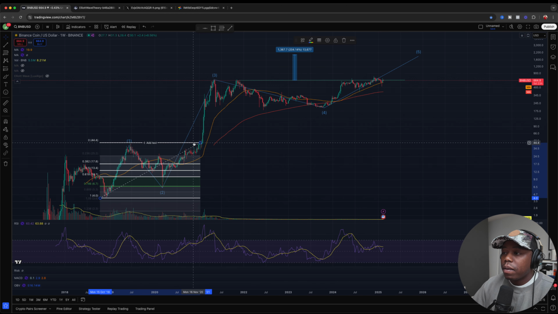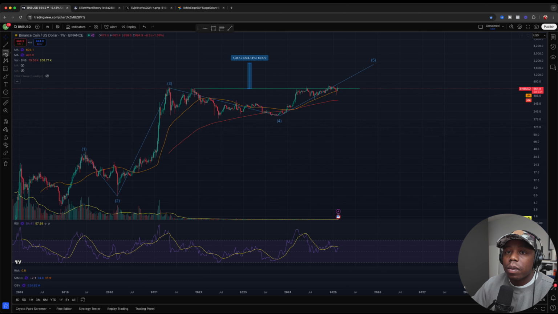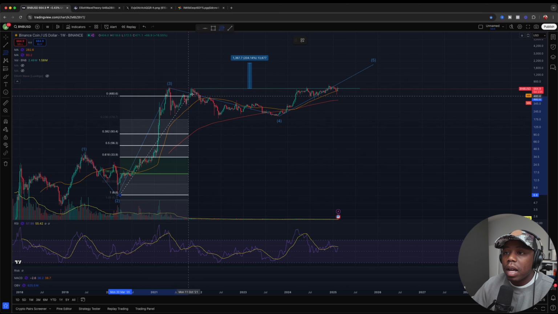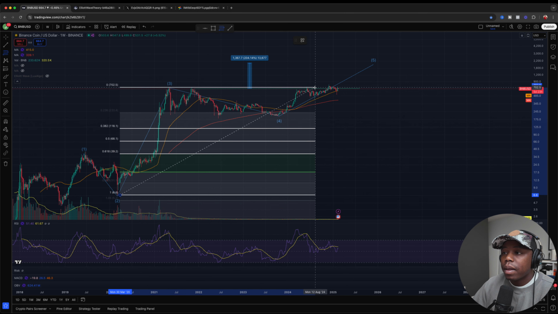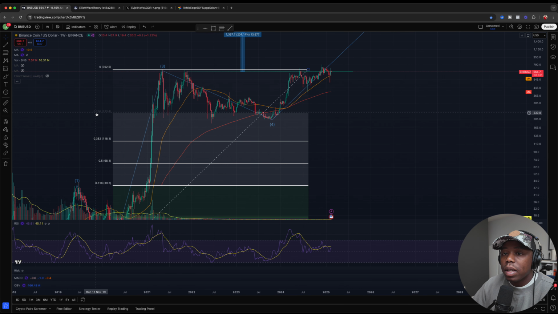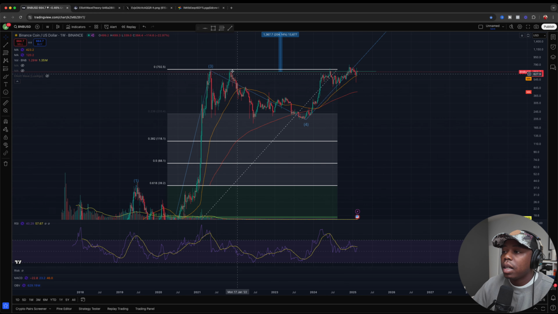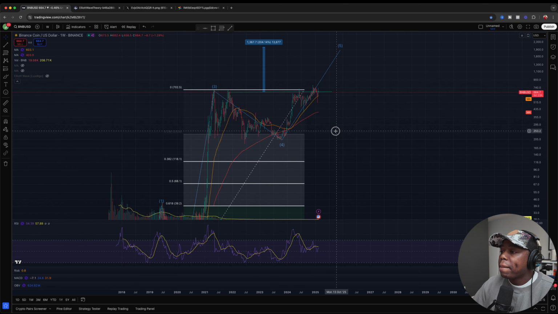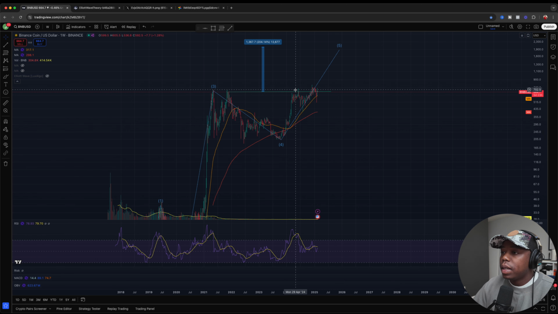For wave 4, we have from the bottom of wave 3 to the top of wave 3, and we have price that came pretty much to the 0.236 level for wave 4, which is one of the common levels. Normally or typically, you would see it go to the 0.382, but there are times when it comes to just the 0.236. That's where we landed right here before it made a higher move.